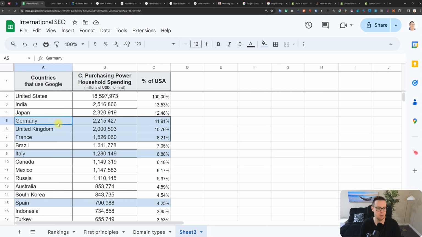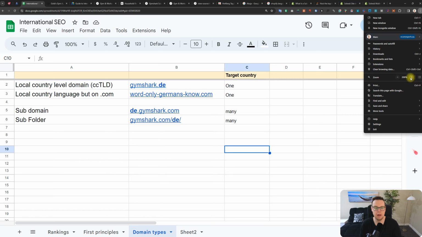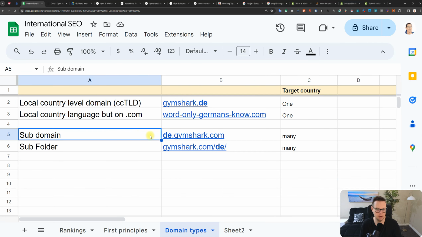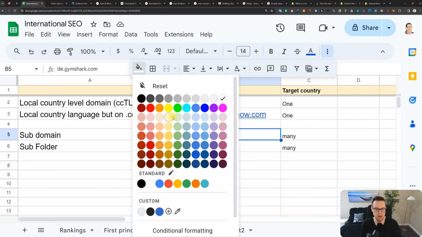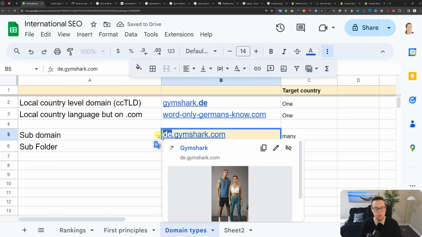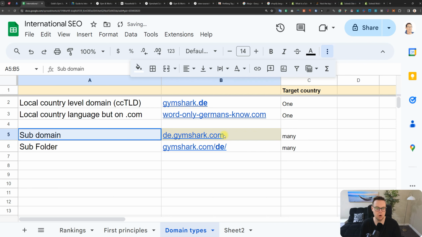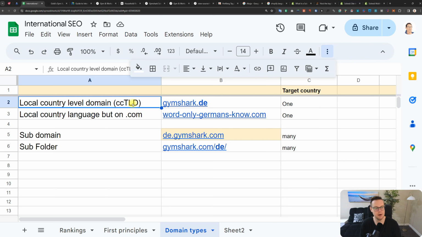So let's say we've decided we want to sell into Germany. Now the question is how we're going to do that in terms of our domain name. Here I've put a list with a few options. So here are some real examples as well. For example, Gymshark is actually using this option here for their website. Let me highlight that for us. So Gymshark is using the subdomain option where they have DE, which stands for Germany, and then gymshark.com. And we'll talk about the advantages later. But for now, we just go through these options here.